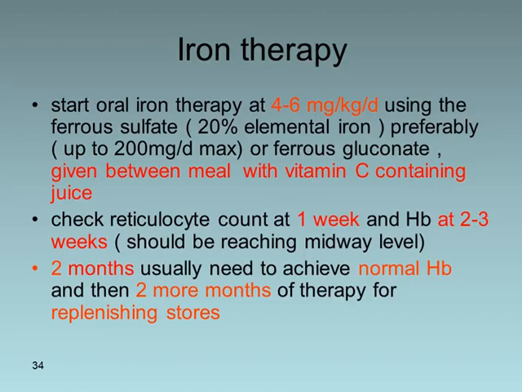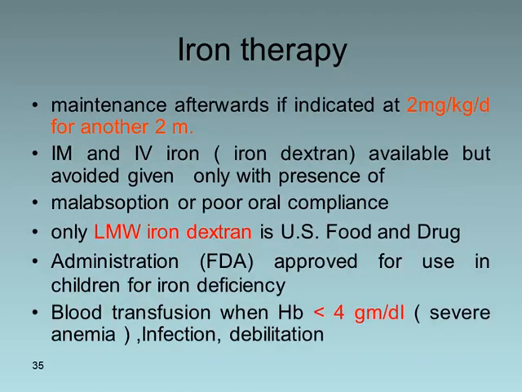And check reticulocyte count 1 week later and the hemoglobin 2 to 3 weeks later, where the level should reach midway level. 2 months usually are needed to achieve normal hemoglobin, and another 2 months of therapy for replacement of the stores. After that, we should reduce the dose to 2 mg per kg per day for another 2 months as a maintenance dose.